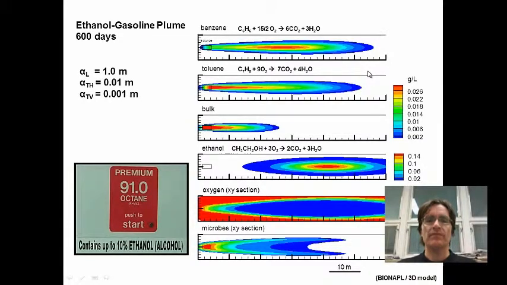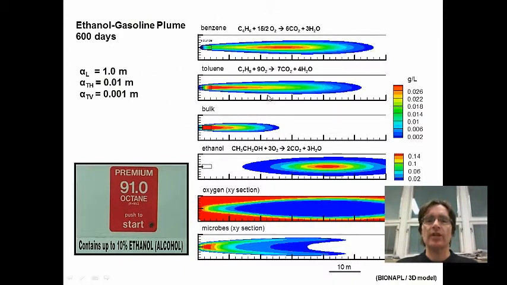So here's an example, a conceptual simulation of a gasoline plume with some ethanol added to it. These are all at 600 days. This is a single simulation. So we have to transport, in this case, benzene, toluene, and a bulk component, which represents all the remaining components of gasoline. This is dissolving from an interior residual source zone here, defined by this box.